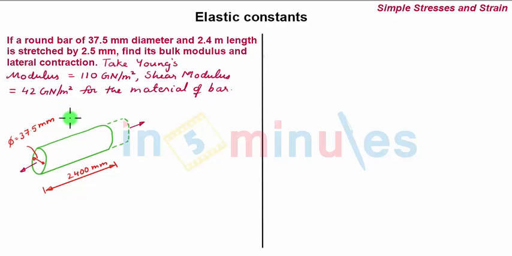So we now draw the figure for the problem. You can see a simple circular rod of diameter 37.5 mm and length 2.4 meter or 2400 mm. Since it has been mentioned that the bar is stretched by 2.5 mm, it implies that there will be a tensile load acting in the longitudinal direction. In the problem we have to find first the bulk modulus K, and second the lateral contraction. Since it is a uniform diameter rod, the lateral contraction will be the change in diameter.